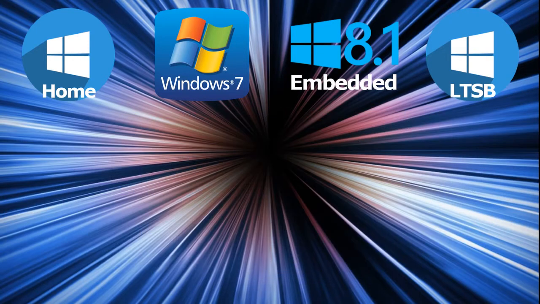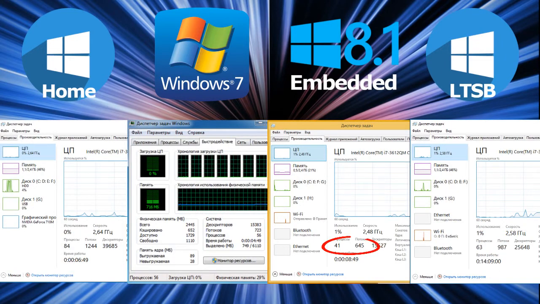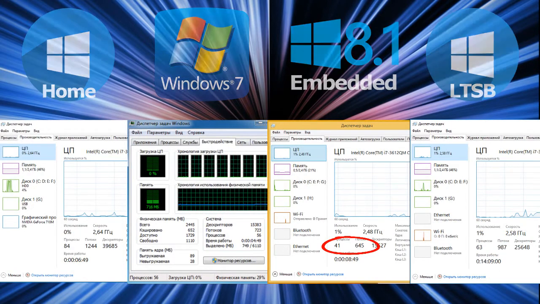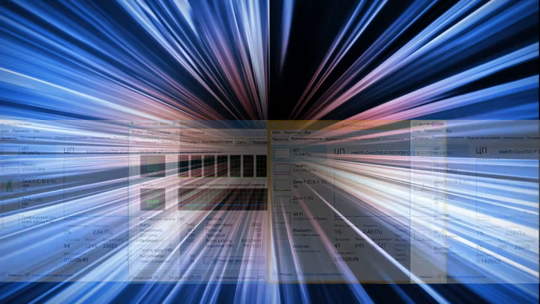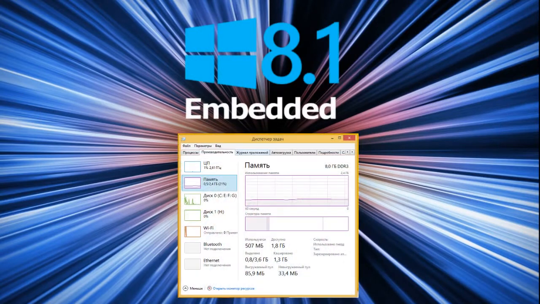By the way, these numbers are directly proportional to the number of running processes. Look, the 8 also has the smallest number of processes. Interestingly, during the tests of the LTSB, such a moment was found. Earlier it took less memory and there were fewer processes. And after the update, processes were added, so that it became a little heavier. The first experiment is finished. There is a clear winner here: Windows 8.1 Embedded.